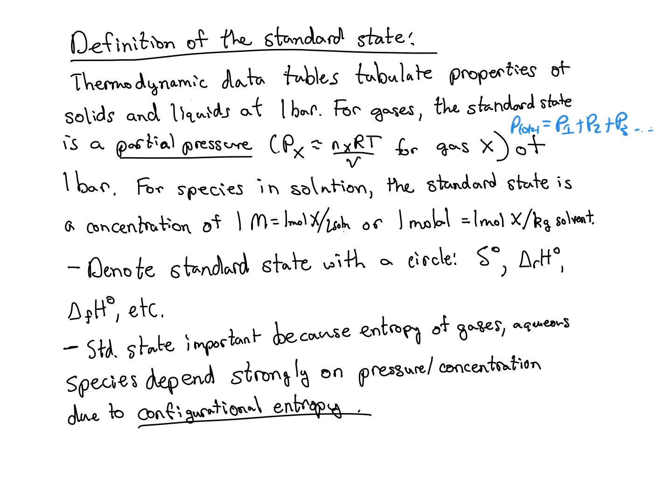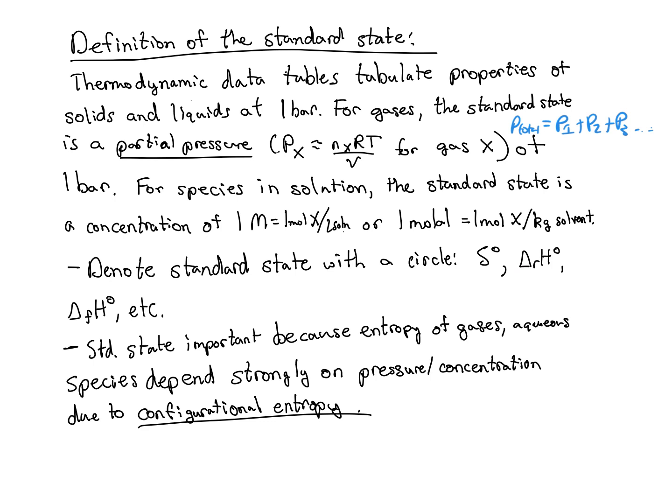Similarly, in solution, the standard state is a concentration of 1 molar, which is 1 mole per liter of solution, or basically equivalently 1 molal, which is 1 mole of the substance per kilogram of solvent, and just happens to be a little bit easier to work with sometimes. This standard state is where all of our thermodynamic data tables are tabulated, and it's denoted with a little circle. So S circle, or S naught, is the entropy at these standard state conditions, so at 1 bar of pressure for a gas, at 1 molar concentration for an aqueous species.